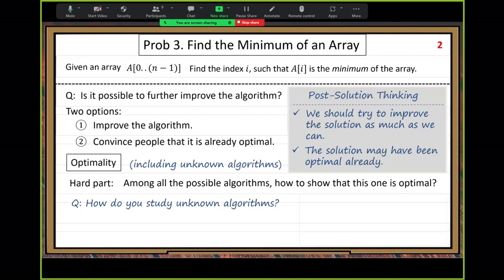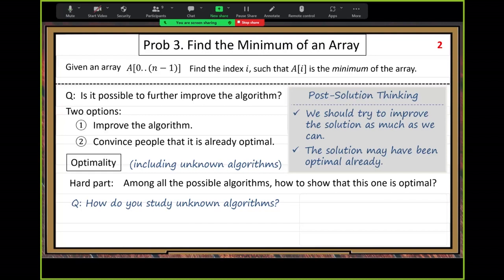Those algorithms are unknown. But how do you study unknown algorithms? Is it hard? You do not know the details. How can you study those algorithms without knowing the details of those algorithms? Is that possible? You can study unknown algorithms?